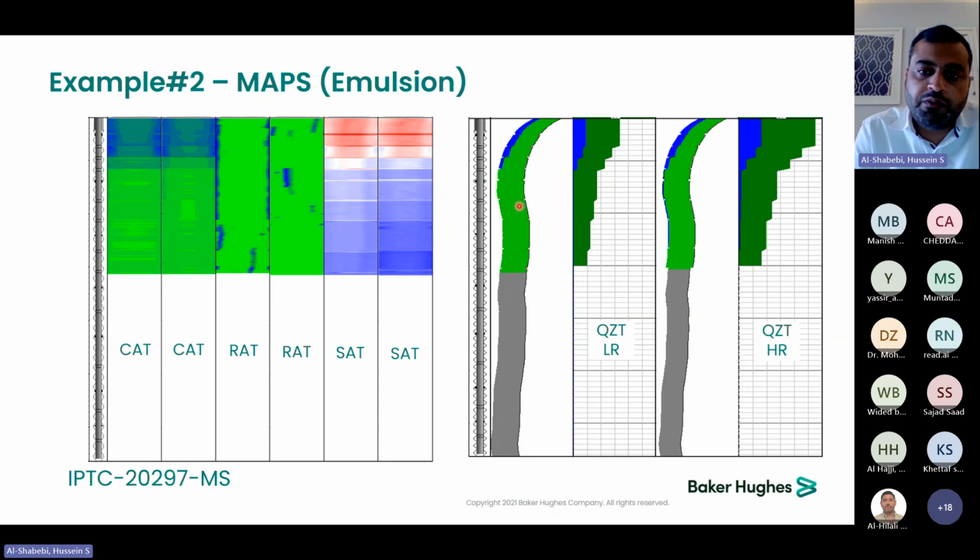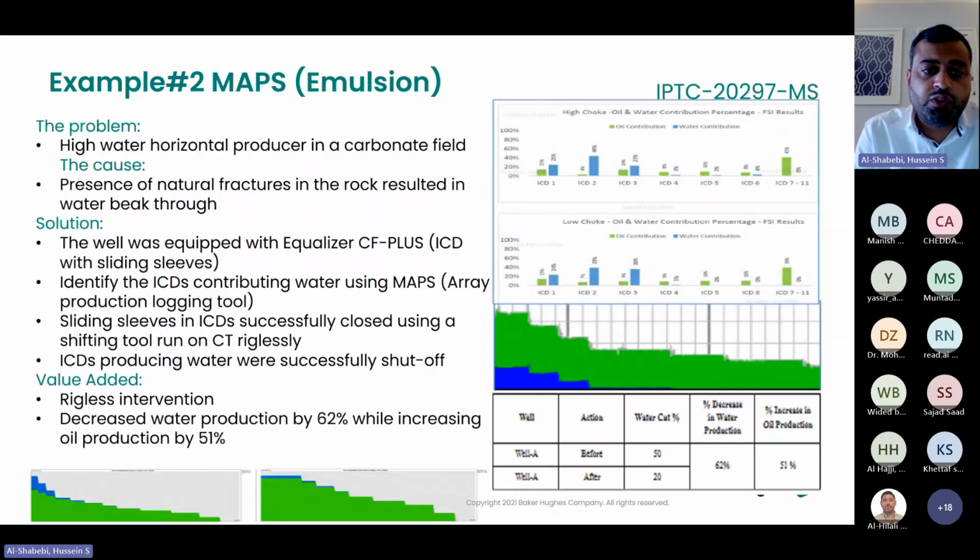So this could give us an indication as well that this packer could be partially leaking. With more drawdown, we are getting the water reaching up to the next compartment as well. So what the client did, they put the results from the PLT in NetTool, trying to simulate, if they close the top compartments, what will be the production profile.